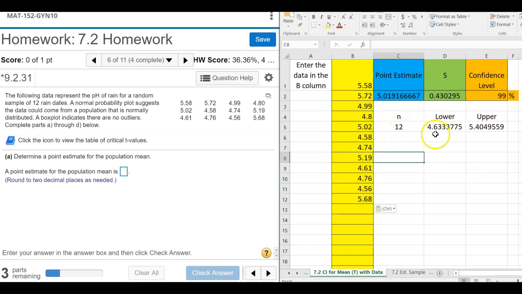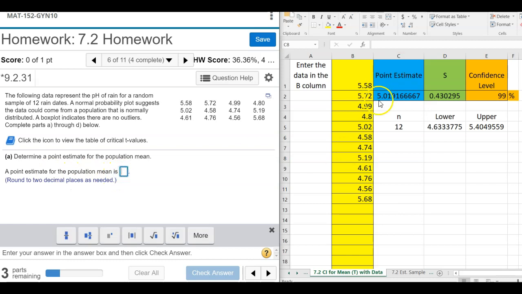Okay, so it's created this. It's getting our point estimate. It's getting our sample standard deviation. We do have to do the confidence level if it's not 99, the default. So do make sure you're adjusting that. All right, point estimate for the mean is this number. To two places would be 5.02.